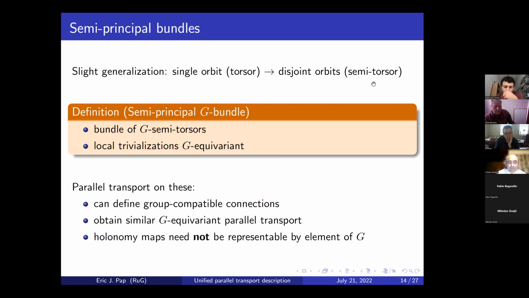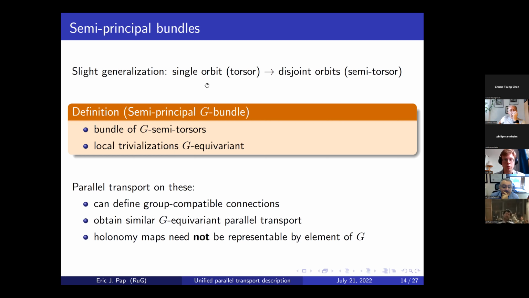And so once you define semi-torsors, then it's easy to generalize principal bundles to semi-principal bundles. Namely, these are just bundles of these spaces, and you require local trivializations to be G equivariant. And please note that if I would remove semi here, then I would get the definition of a principal bundle. And I forgot to say, of course, if I just have a single orbit, then that's a disjoint union over just one thing. So every torsor is a semi-torsor, and so every principal bundle is a semi-principal bundle. Okay, so I get a category of semi-principal bundles.